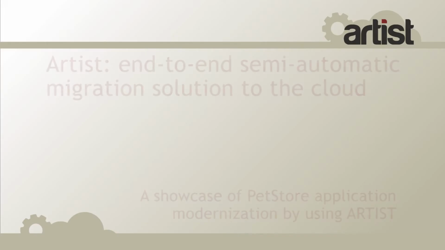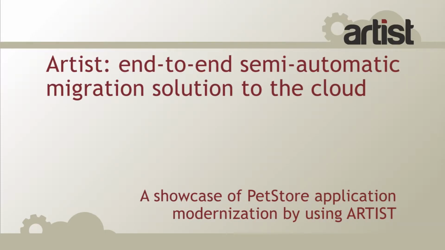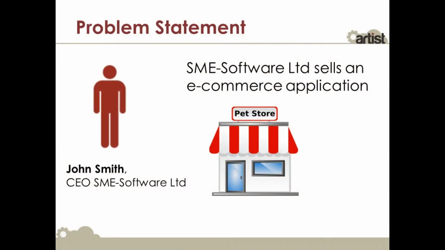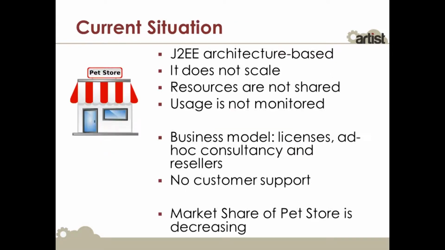Here is a practical example of modernizing a traditional software application, non-compatible with emerging technologies such as cloud, by using the ARTIST solution. Software Limited is an SME managed by John and is specialized in a J2EE e-commerce application, named Petstore. In the current situation, the application is not scalable, is difficult to monitor due to multiple instances, the support to the customer is poor, and then the company is losing market share.